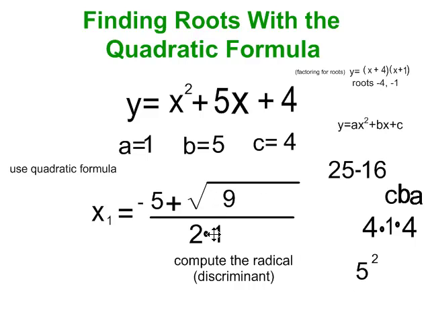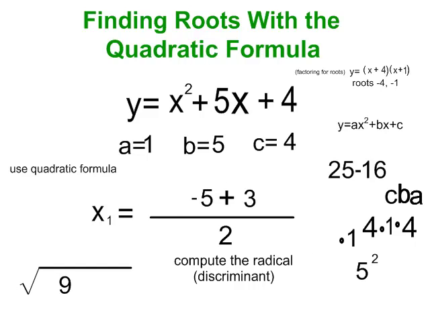And of course the last thing, compute the bottom. And 2 times 1 is 2, so that one's really easy. And I do know the square root of 9 is 3. And so calculating the first root is relatively simple.